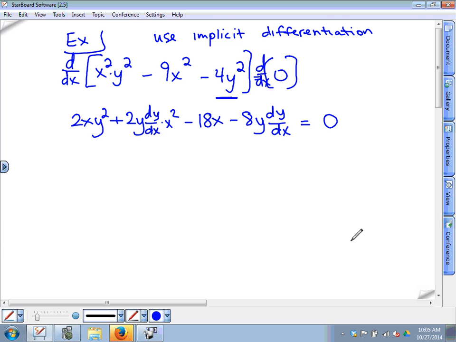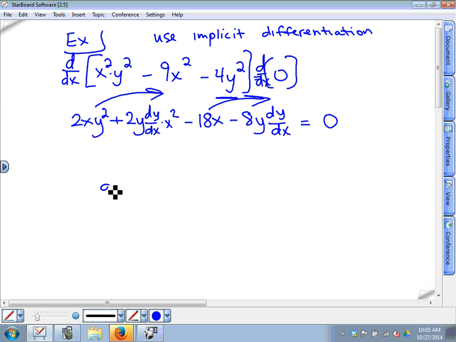I knew we kind of picked up the pace, but that bell was going to ring here in about 4 more minutes. So, what's the next goal? Select all the dy dx's. Move everything else over that does not have a dy dx. So this 2x y squared has got to go over here, and then the negative 18x has got to move over.